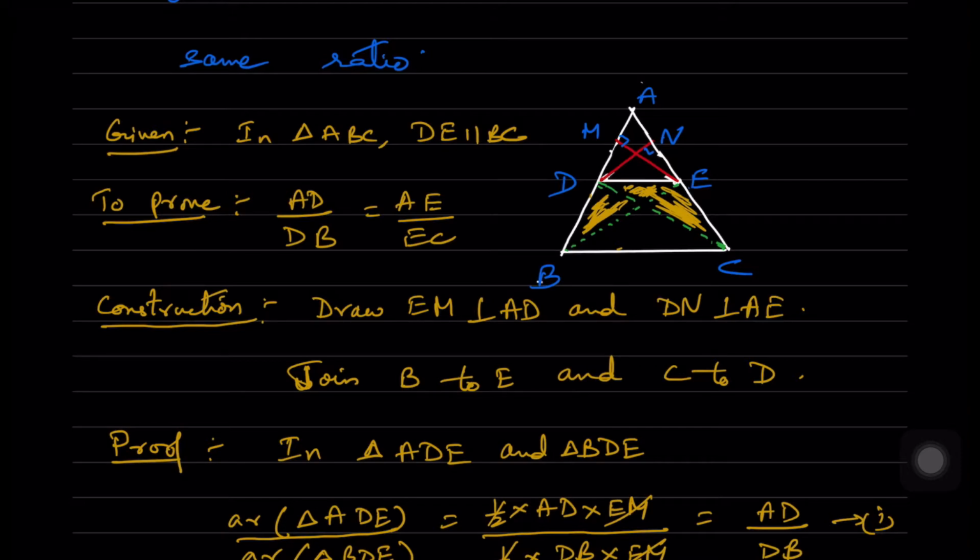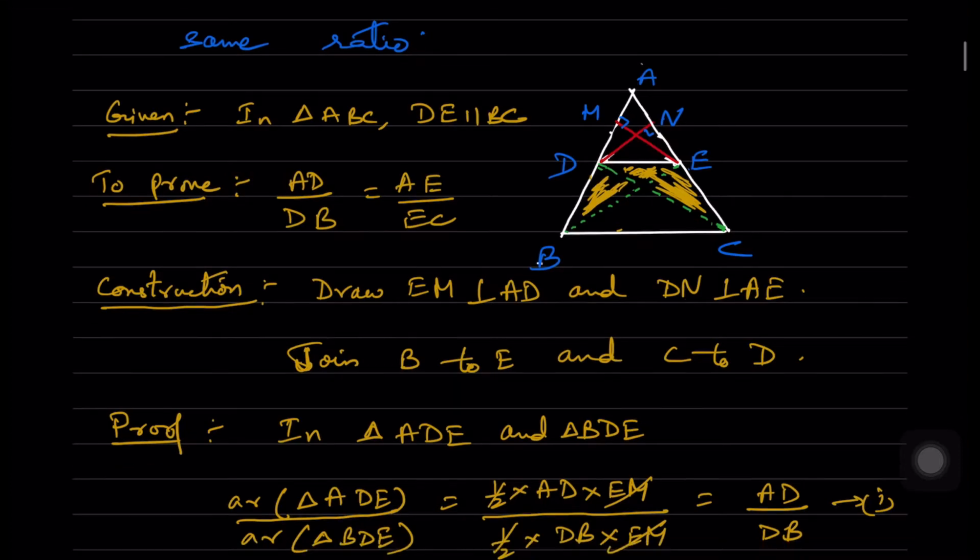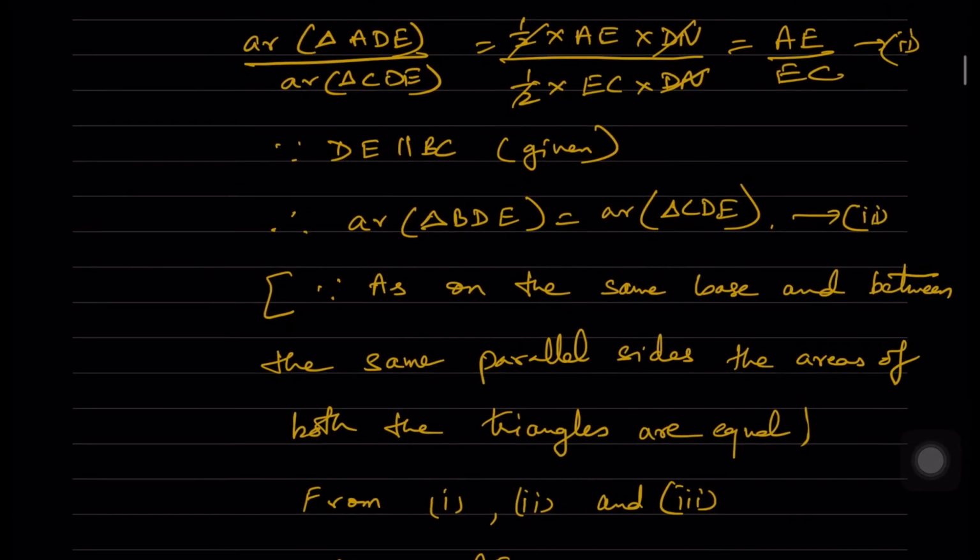If we take the areas of these two triangles, they'll be equal because they have the same base BC and they lie between the parallels DE and BC. This was proved previously in your 9th class: triangles between two parallels and having the same base are equal in area. So taking that into consideration, area of triangle BDE is equal to area of triangle CDE.